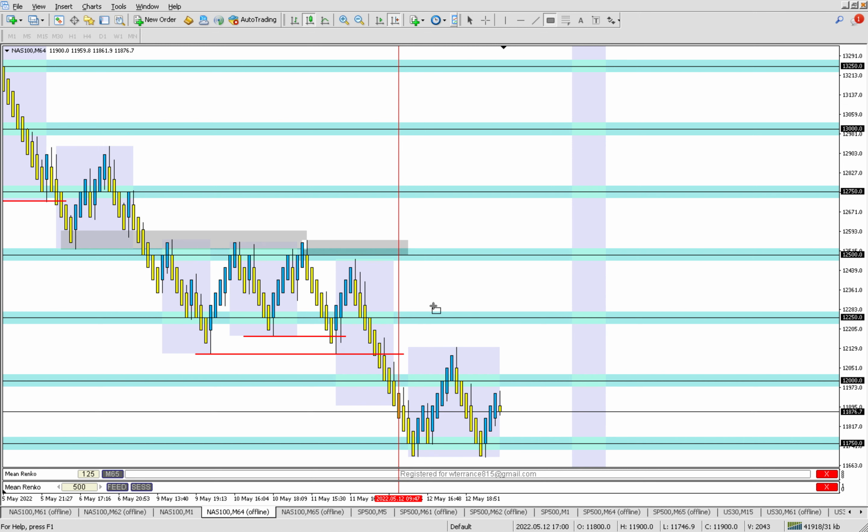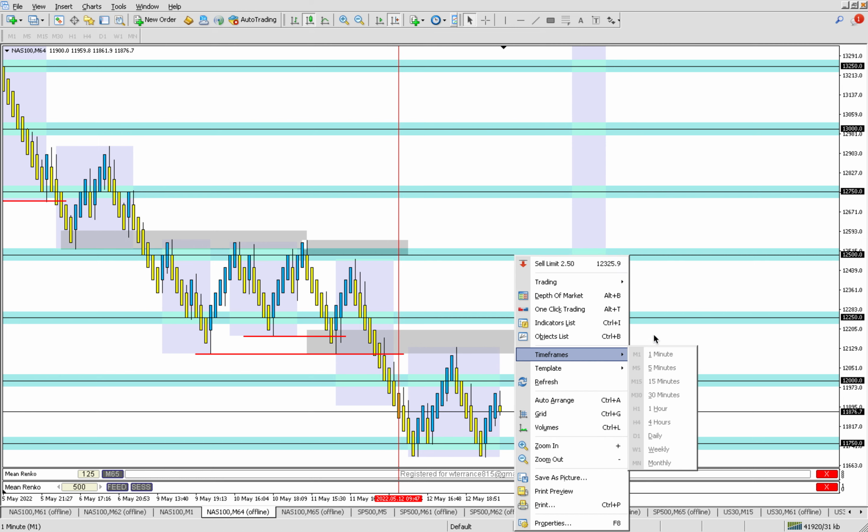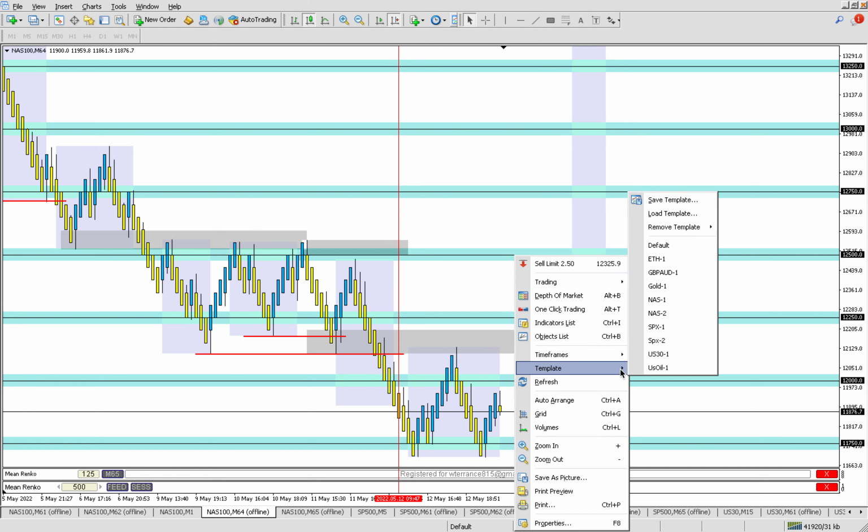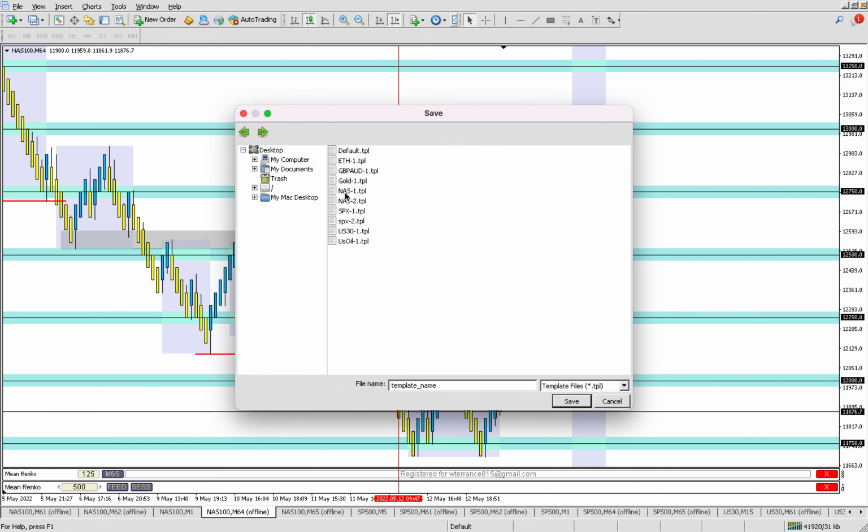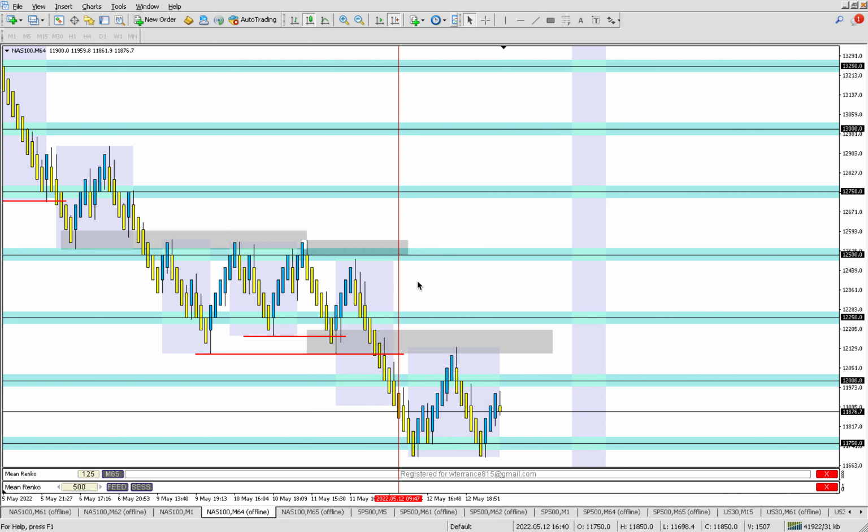And actually I forgot to do this one here. So area of interest is just basically using the last pivot as a place where it might turn around. Not guaranteed, but it might. So now we save that template, replace it.